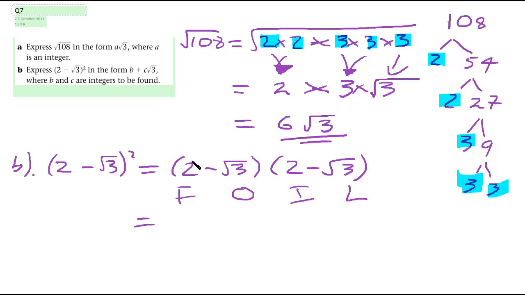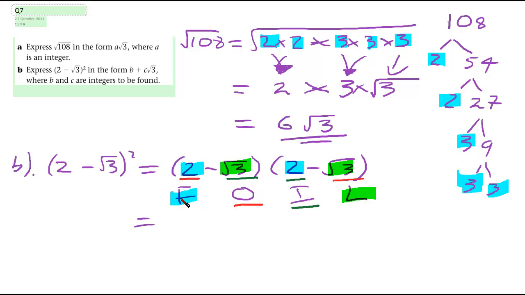So the first two things are these two things. The outer two things are these two things. The inner two things are these two things. Oops, sorry, wrong colour. Let's just make sure I've got my colour selected. So those are my inner two things, and I've reminded you the outer two things are red, and I'm going to highlight the last two things with a green.